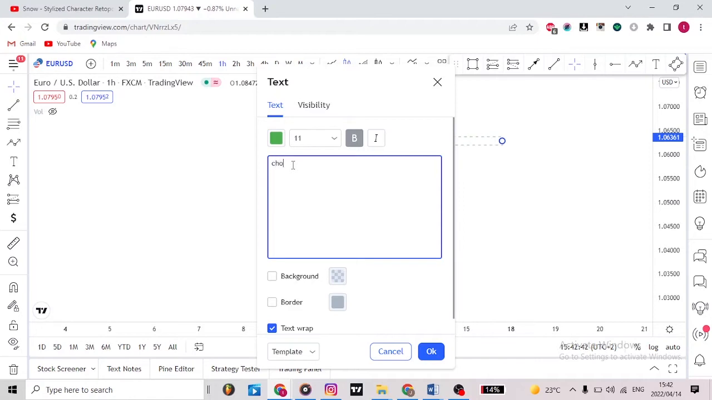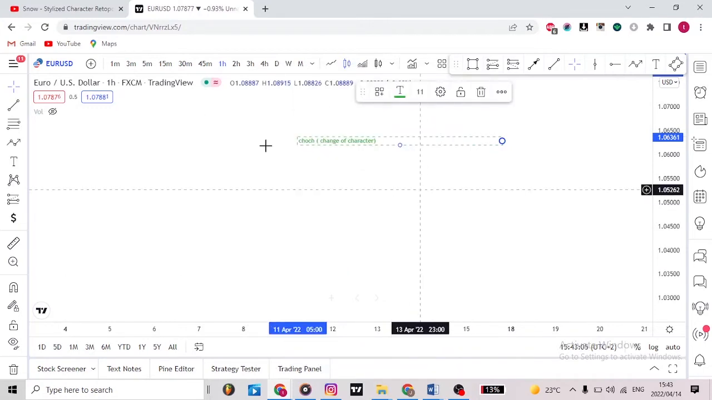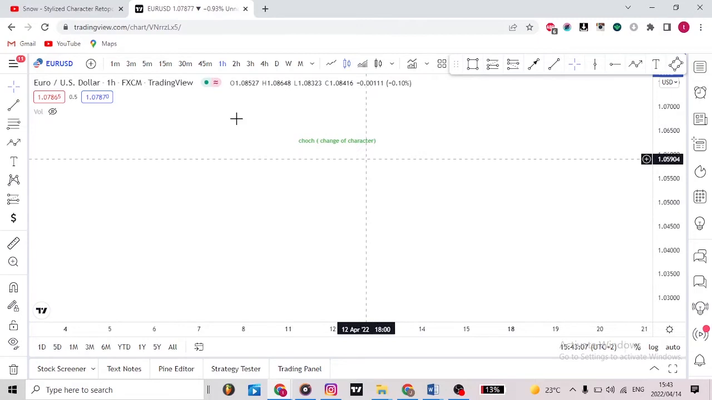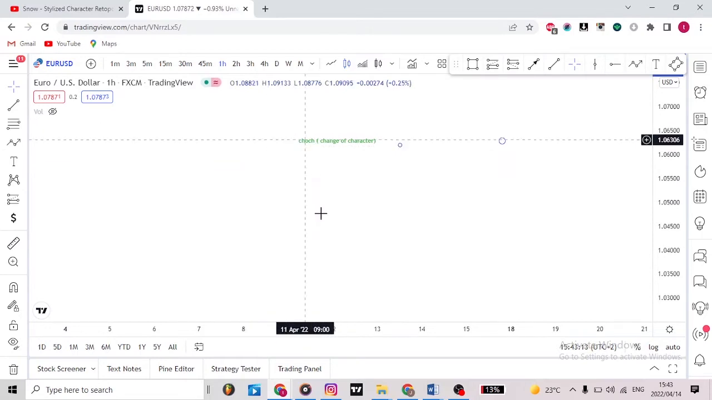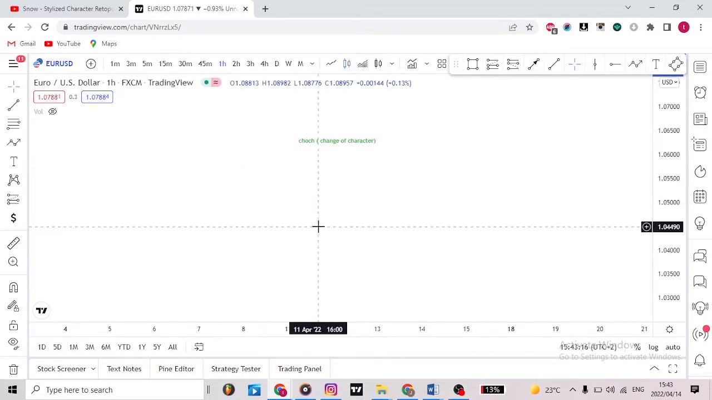A CHoCH is a change of character. So this change of character is when the market is coming from a certain direction and then we start seeing the market change the direction. Now it's changing the trend. Let's say we were in a downtrend and then all of a sudden the market gives us a signal that, hey, now the market is about to be in an uptrend.